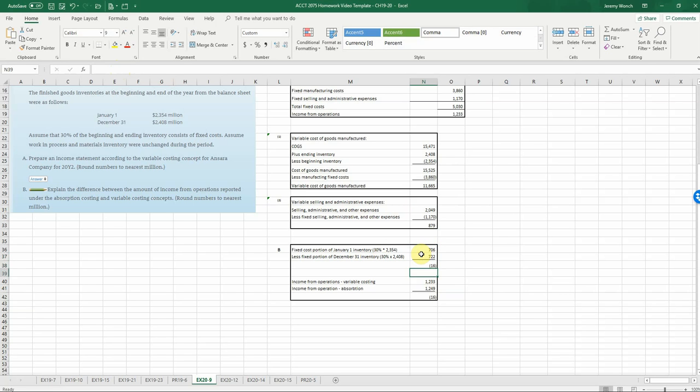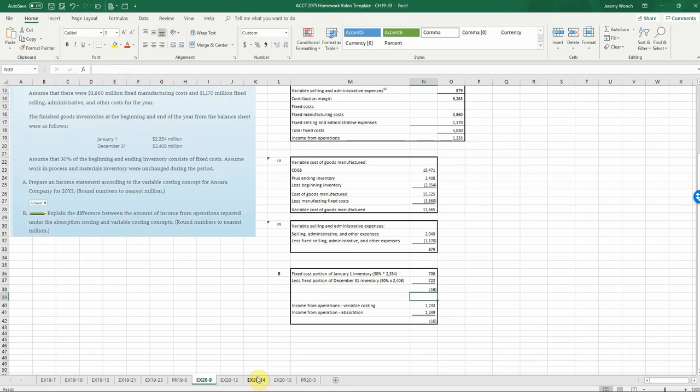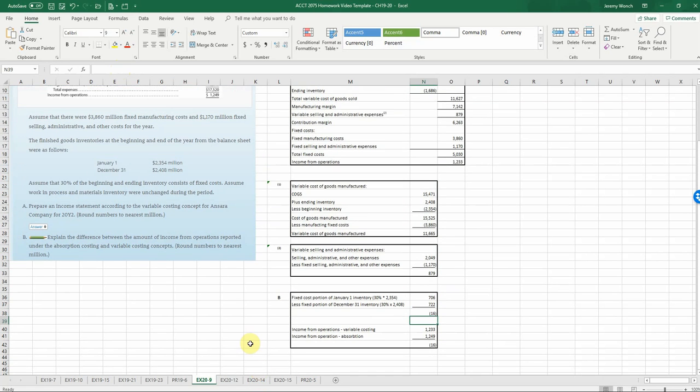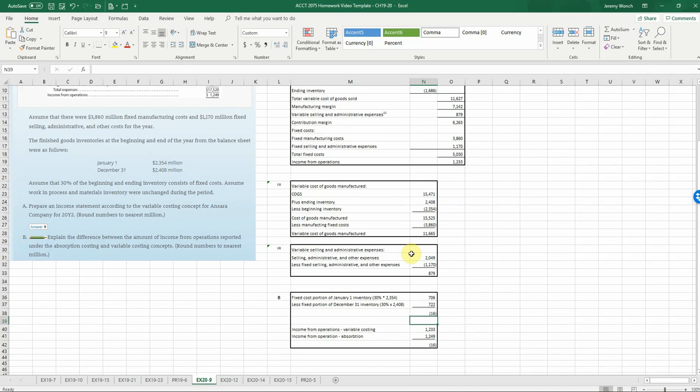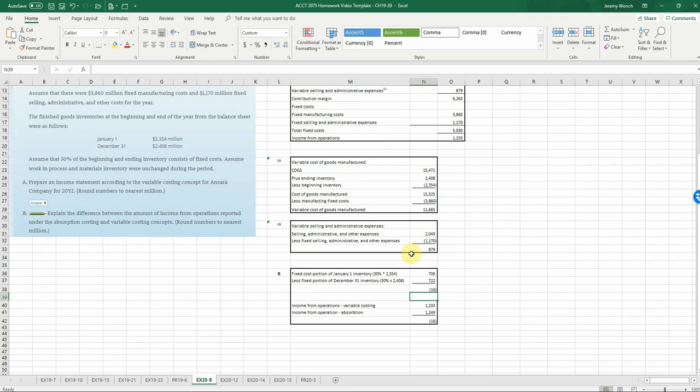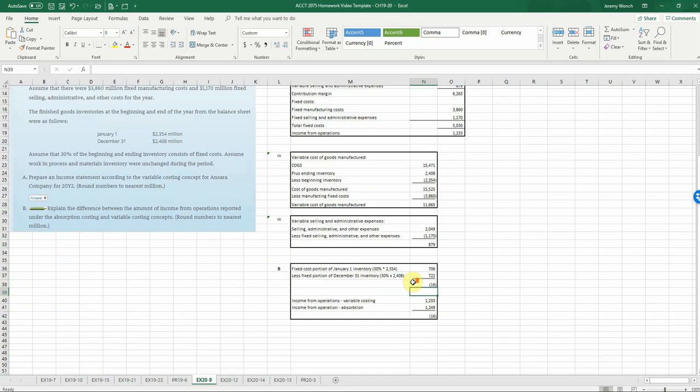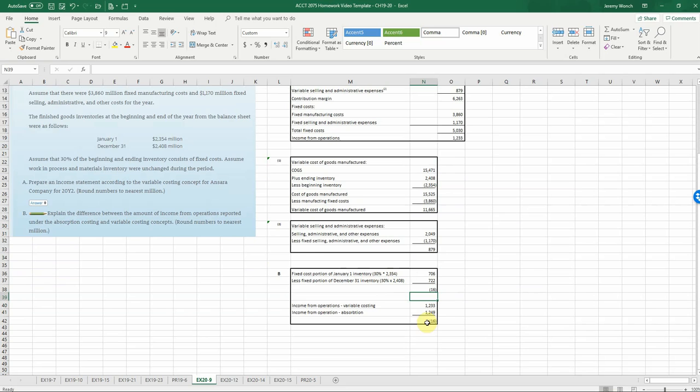And so the reason there's a difference is with absorption costing, when we have fixed costs that are part of our inventory, it doesn't go to our income statement until it's sold. However, with variable costing, when we spend those fixed costs, we don't keep it on the balance sheet, we actually expense it right away. And so the difference in how fixed costs are handled is what our difference is.